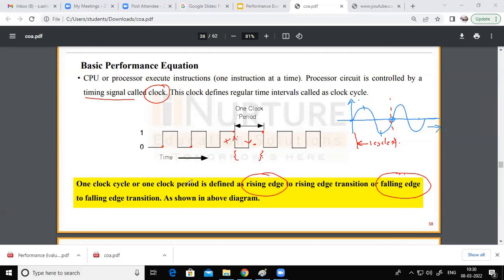One cycle or one clock period is defined as rising edge to rising edge or falling edge to falling edge transition, as shown in this diagram. Is this point clear, students? What is a signal, what is a clock we are talking about, and what exactly is one clock period? Any doubt in this slide? Anyone? We can discuss.